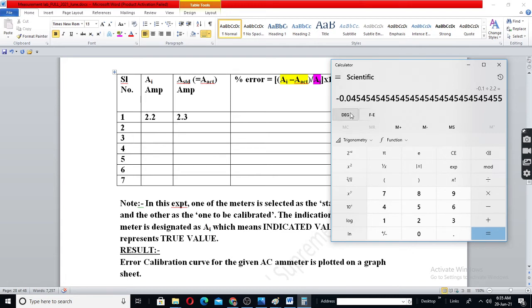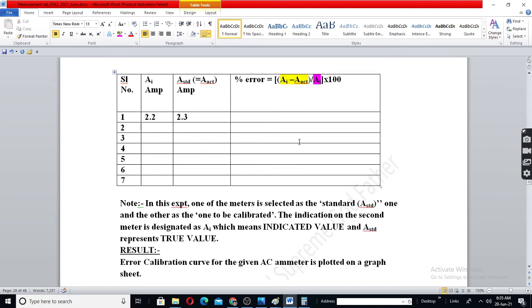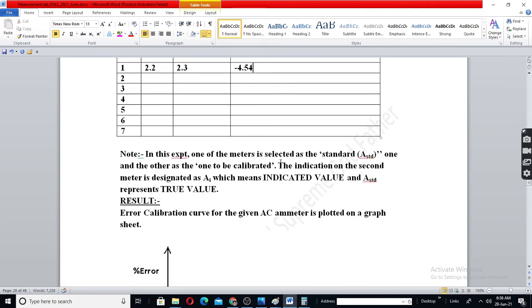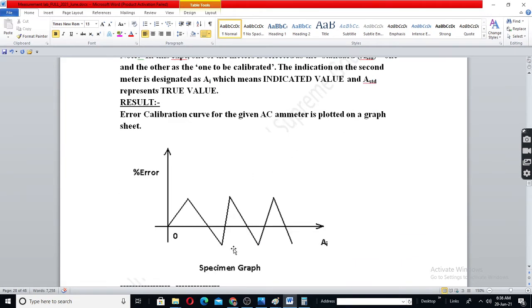Error can be plus or minus. If you want it in percentage, multiply by 100. You will get minus 4.54, so write minus 4.54. In the specimen graph, we will write the calibration curve. This is called the error calibration curve, or simply the calibration curve, which indicates percentage error with respect to the indicated value.